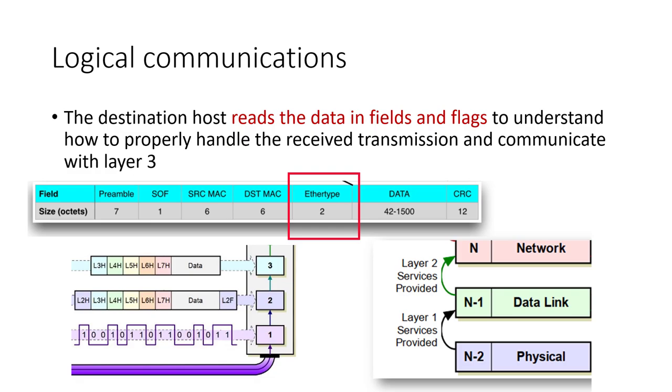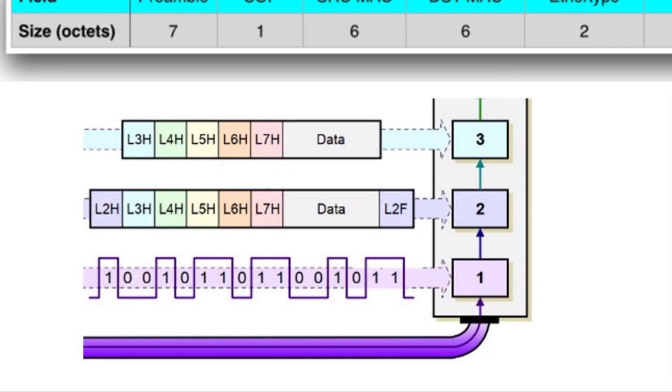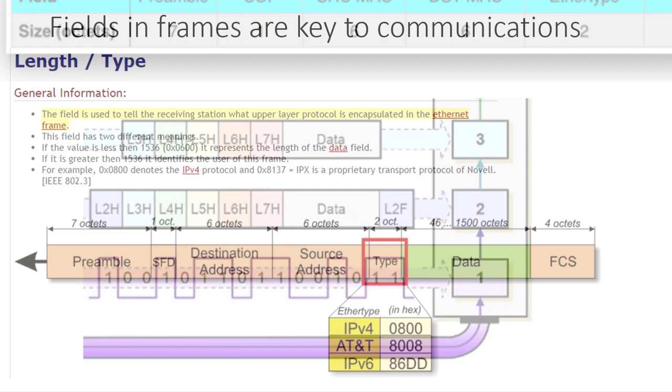And if you'll notice the green arrow going from data link layer to network layer, it communicates critical information to layer 2 on the destination host. Once it reads all that information, accurate information is communicated with layer 3 on the destination. We are looking at an 802.3 Ethernet frame.